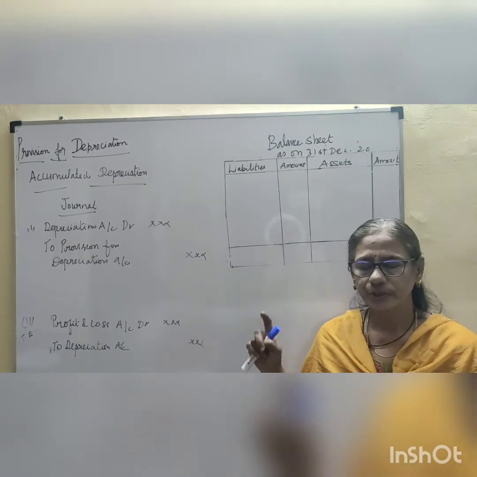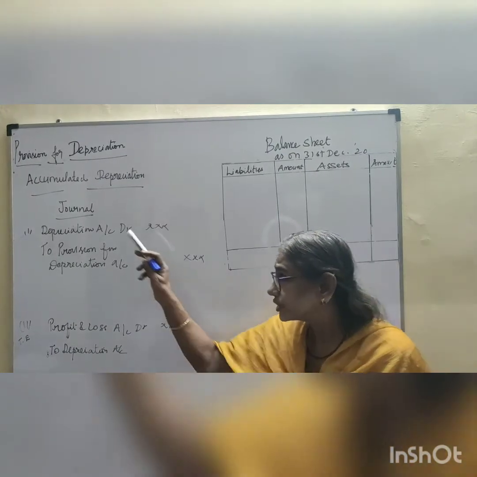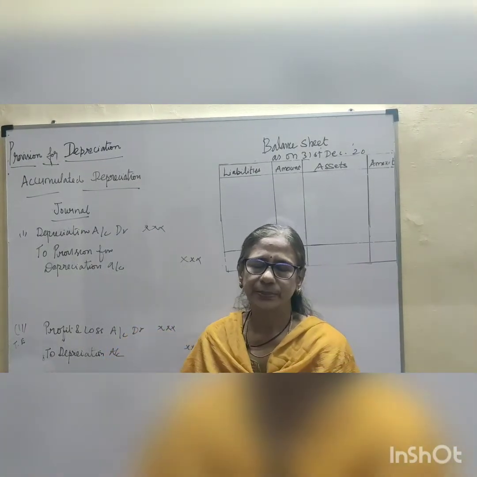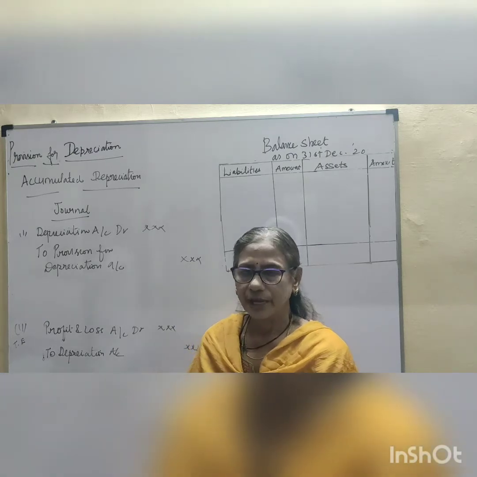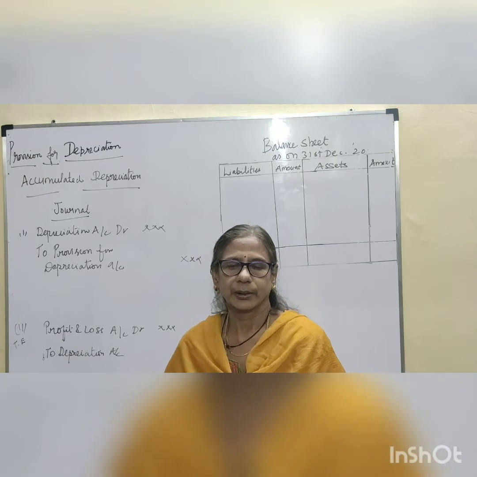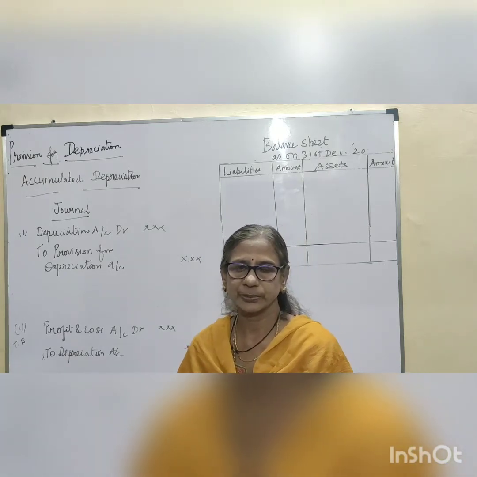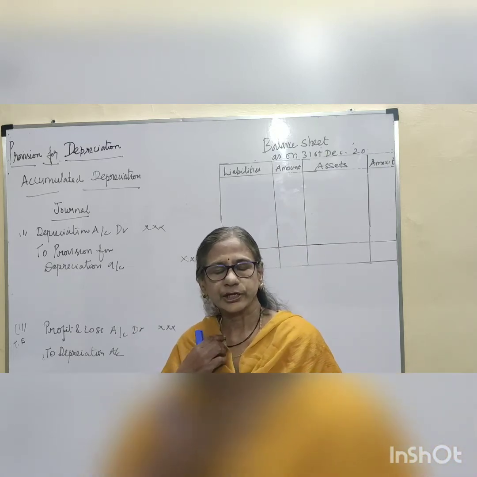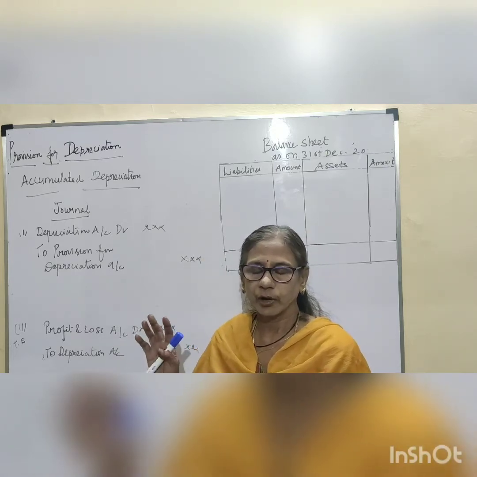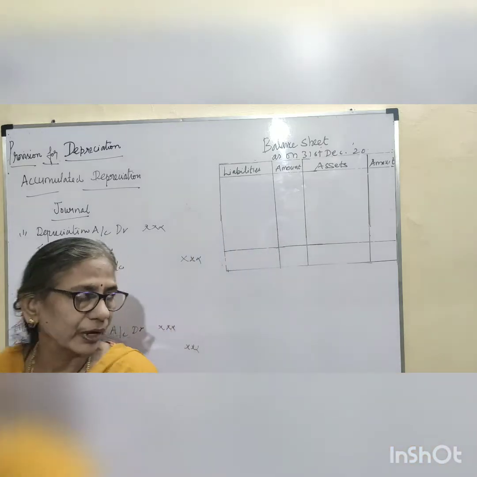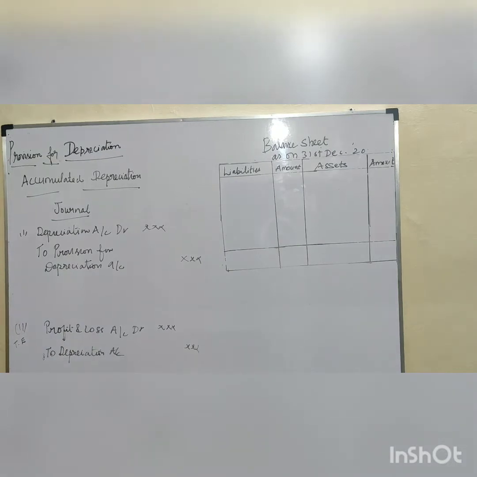Now students, today we are going to see the provision for depreciation. Already we have seen the depreciation. What is depreciation? What are the different types of calculation of depreciation? Method 1, straight line method. Method 2, diminishing balance method, and annuity method, sinking fund method, and insurance. So many methods are there. We are concentrating only on 2 methods. Now let us see the third one, provision for depreciation, or we can call it accumulated depreciation.